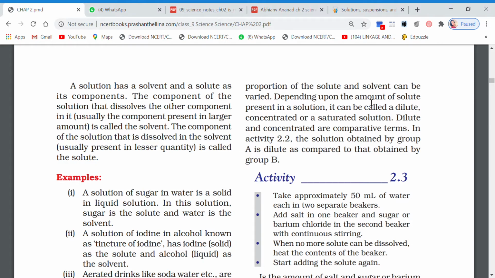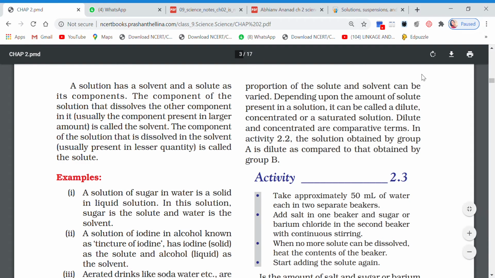So depending upon the amount of solute, the solutions are of three types: dilute, where very little solute is present; concentrated, where a large amount of solute is present; and saturated, where no more solute will now get dissolved. So you have to write a question here, children. What do you mean by: 1, small a, dilute solution; small b, saturated solution; small c, concentrated solution? So these are the questions that you have to write here.